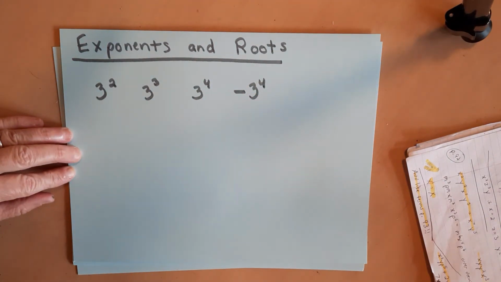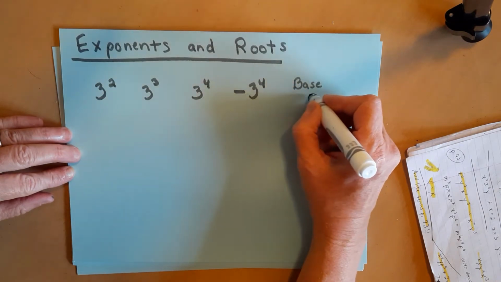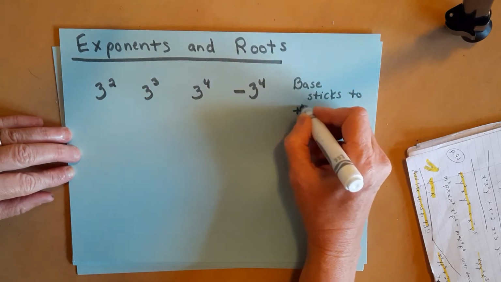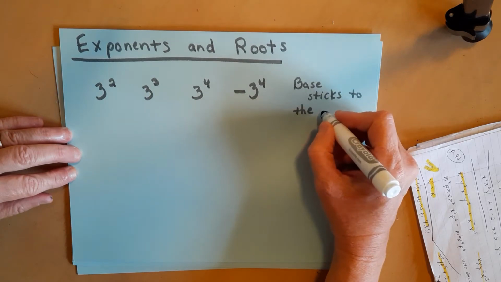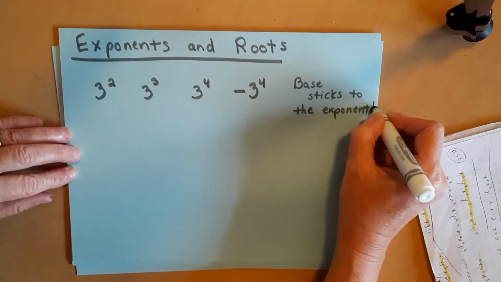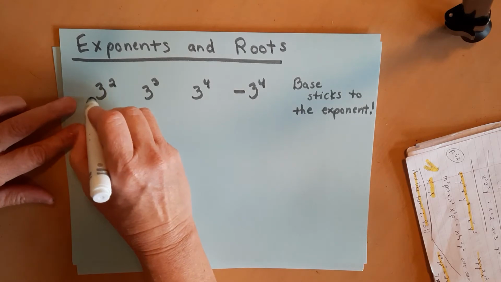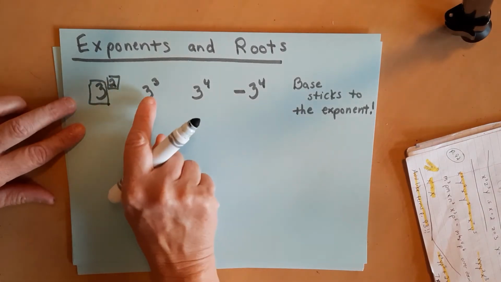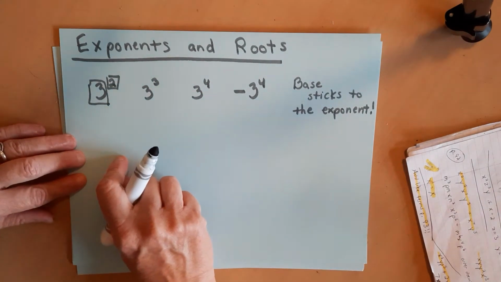Have to remember, this was one of the math tips that I had you write down, that the base sticks to the exponent. That is something you can write down in your math tips part of your notebook. The base sticks to the exponent. What do I mean by that? What I mean by that is that 3 squared, this is the base. The base is the larger number. The exponent is the small number. 3 is the base, this 3 is the exponent. 3 is the base, 4 is the exponent, and so on.